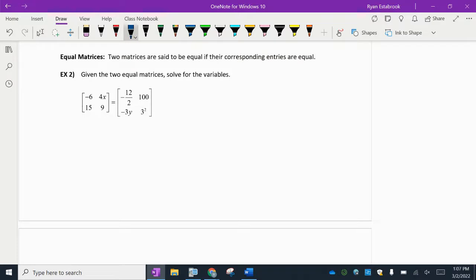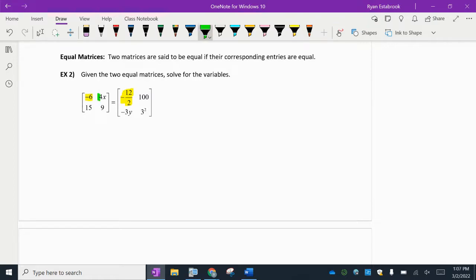Next, what does it mean to have equal matrices? The matrices are equal. We see this little equal sign right here. If they're the exact same size, this is a 2 by 2 matrix, this is a 2 by 2 matrix, and all of the corresponding parts are equal to each other. Specifically, upper left-hand corner, those have to be equal to each other. And we can see from this, yes, -6 is equal to -12/2.